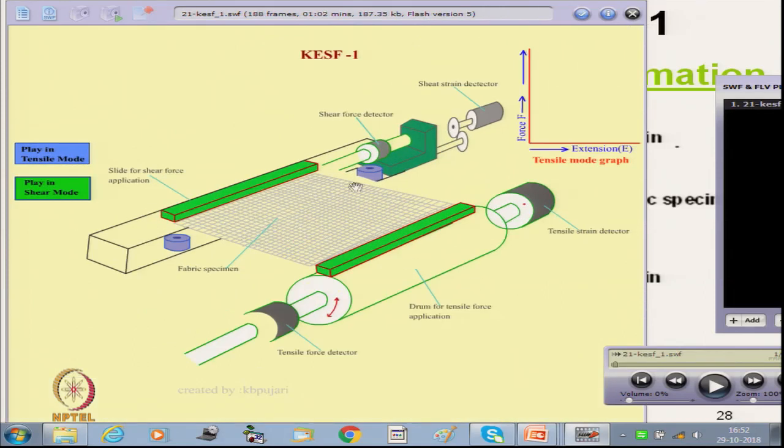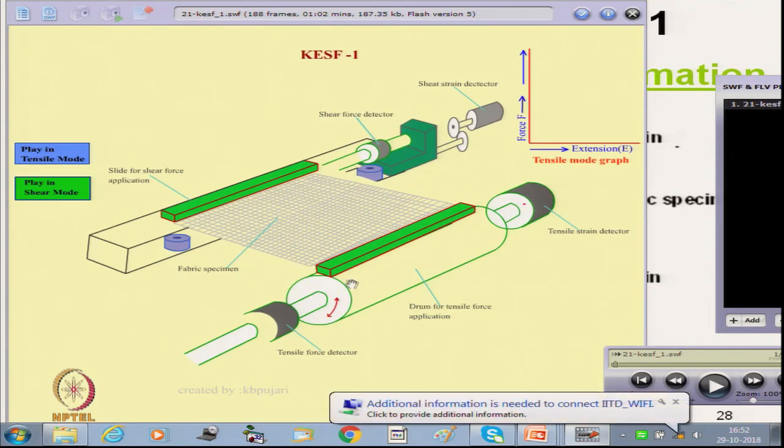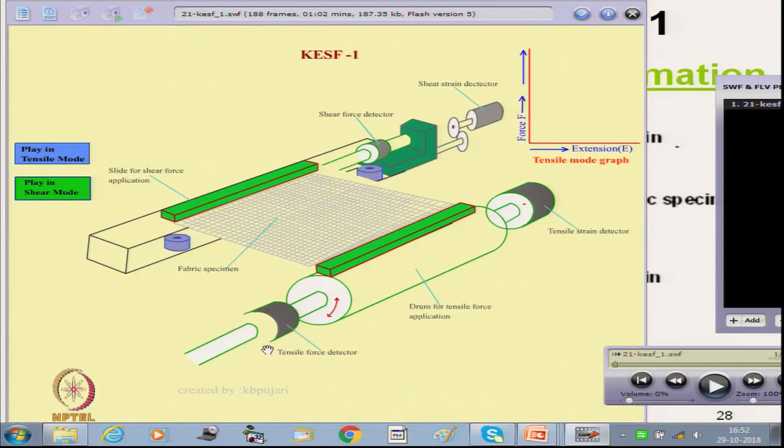Here this is the fabric sample, the fabric specimen. The drum is there and the fabric is clamped on the drum and the other end is on this slider. Here is a tensile strain detector which will detect the rotation of the drum, and here is the tensile force detector, which is nothing but a torque sensor, and here are the shear strain detector and shear stress detector. Okay. Now, we will start the animation.